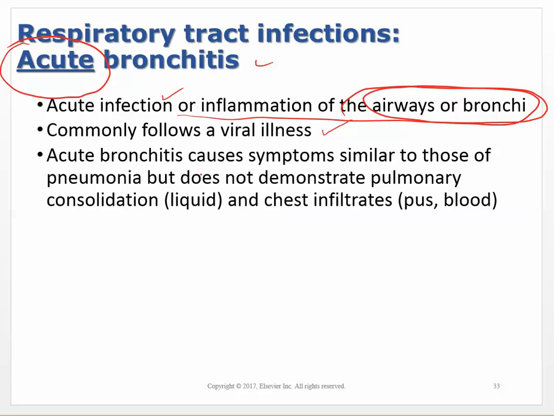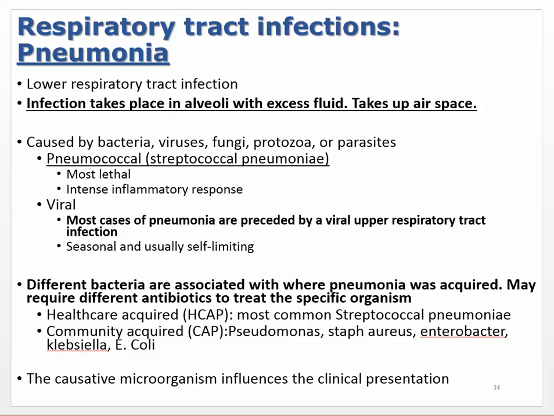Okay, so acute bronchitis has symptoms similar to those of pneumonia, but does not demonstrate pulmonary consolidation, so you're not going to have that fluid buildup, and chest infiltrates, which are, you know, the white blood cells moving in, blood, other things in addition to the fluid. Okay, so let's talk about pneumonia. It's a lower respiratory tract infection. And as I already mentioned, the infection takes place in the alveoli and it's associated with excess fluid. So this is excess fluid buildup in the alveoli. And of course, if you have fluid in the alveoli, it's going to take up airspace.